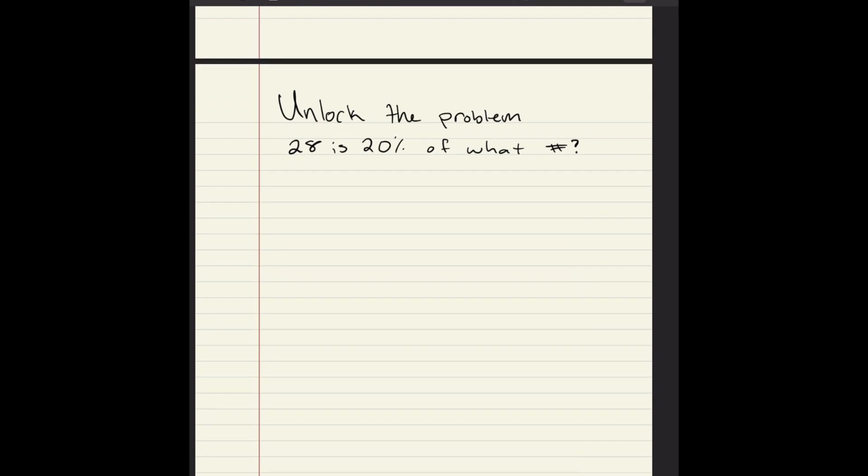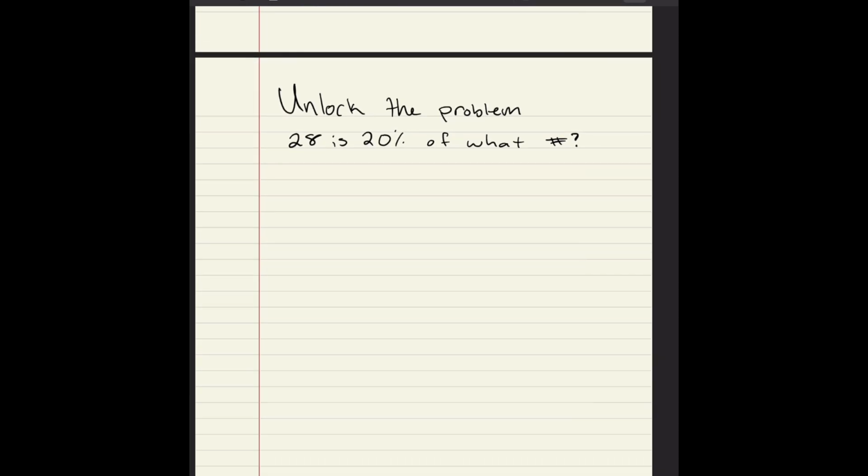All right, let's jump into unlock the problem. In the previous lesson, it gave us, for example, 60% of 90. So you were given a percent. Let's look at this problem as last lesson. Last lesson it would have been 20% of 28, and we would find the number that goes with that. If we were looking at this as part to whole, this is our whole number, and we wanted to find what 20% of this whole number was.